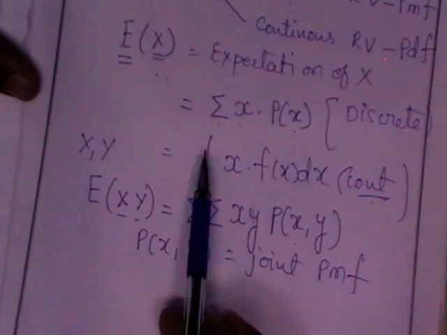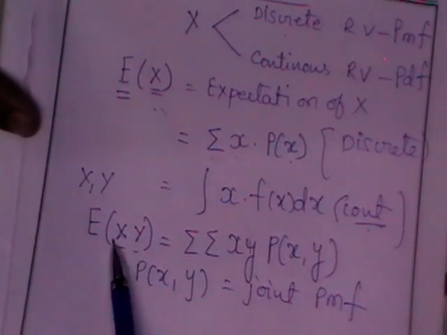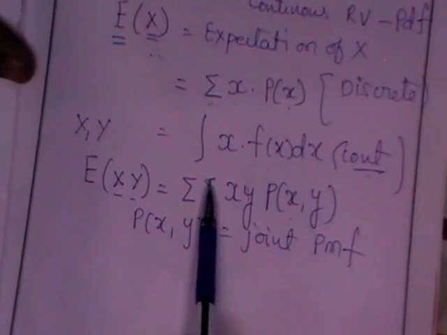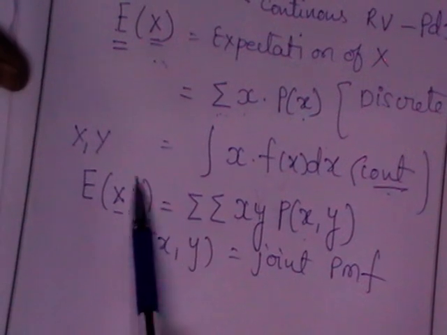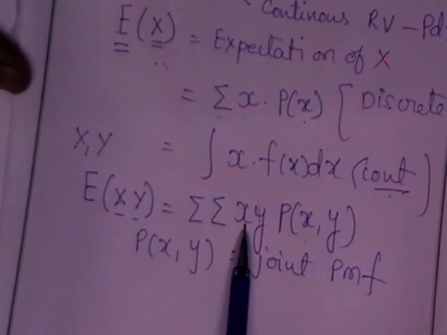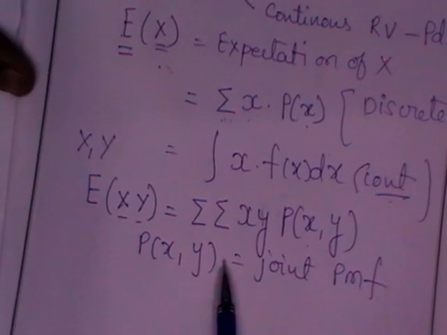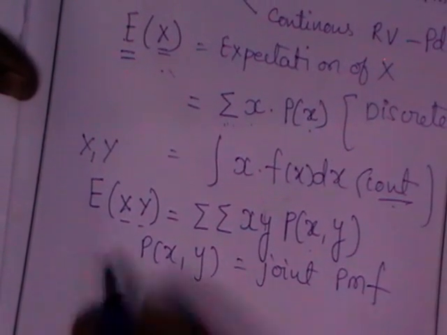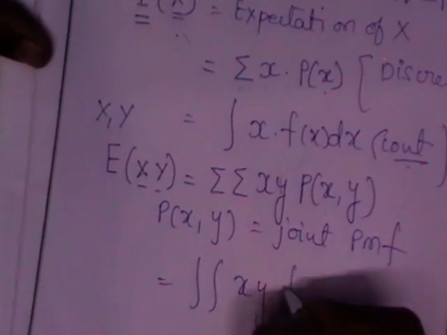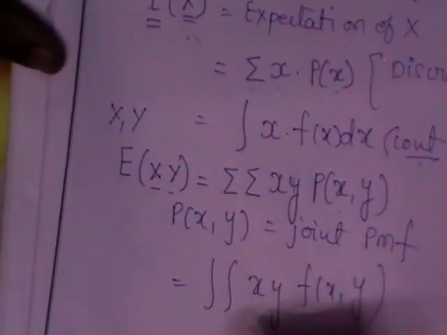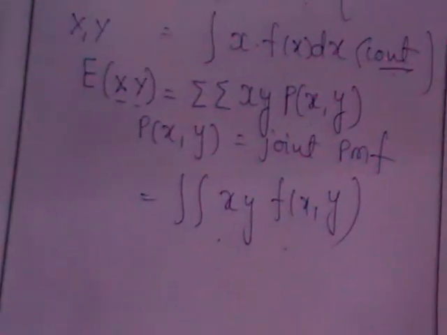So as we have one variable, we started with one sigma. If there are two variables, we will start with two sigmas, one with respect to x, one with respect to y, and within the brackets we have xy, and not p of x, you will write p of xy, which is nothing but the joint PMF of both x and y. If it is the continuous one, you will write double integral of xy into f of x comma y, where f of x comma y is the joint PDF.